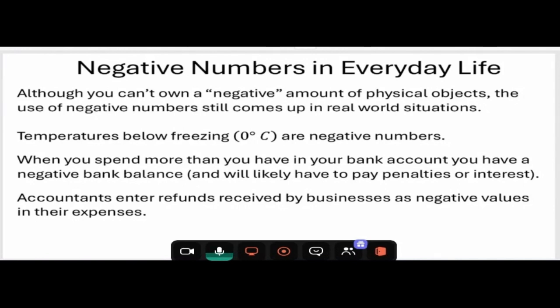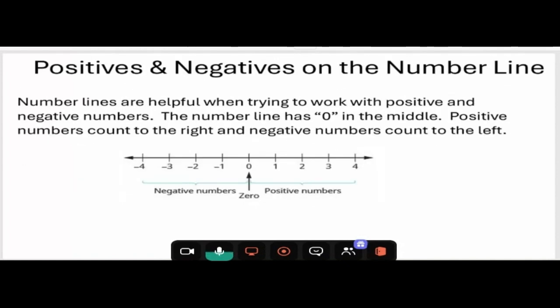And more in finances, accountants will enter negative numbers for refunds they receive, for example. In their expenses, they buy something that's an expense, they enter it as a positive expense, but then if they return it and get refunded, it gets entered as a negative to counteract the first one and make it go away. So the best way to think about our positive and negative numbers is to always go back to thinking about the number line.